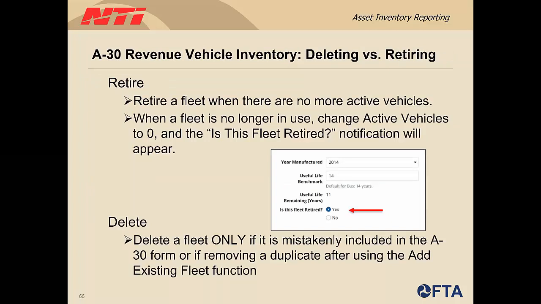Please note that you should retire fleets that are no longer in service rather than deleting them. Fleets should only be deleted from the A30 form if they were added to the mode incorrectly. To retire a fleet, you will update active vehicles to 0. And once that occurs, the question, "Is this fleet retired?" will appear at the bottom right of the form, and you can select yes. In the following report year, the retired fleet will be removed from the A30 form.